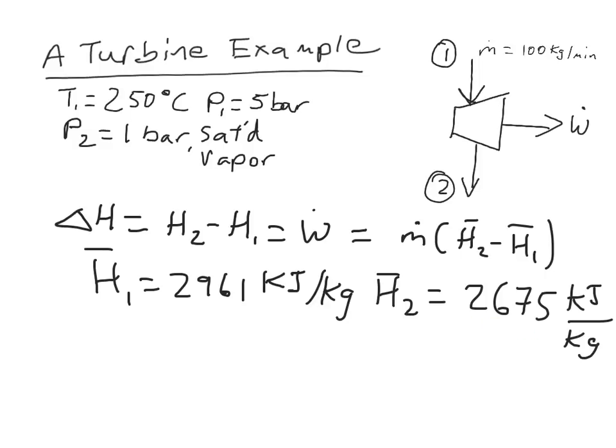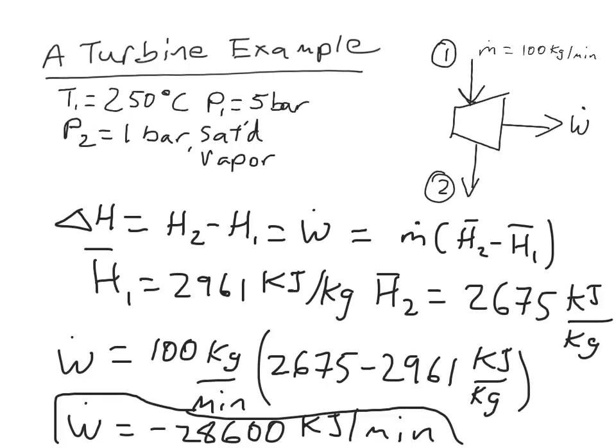From here it's very straightforward. I'll just go ahead and solve for work, plugging the numbers in using the equation up here. Here we get the equation. This is my final answer: negative 28,600 kilojoules per minute. That's how much work we're producing in this turbine.